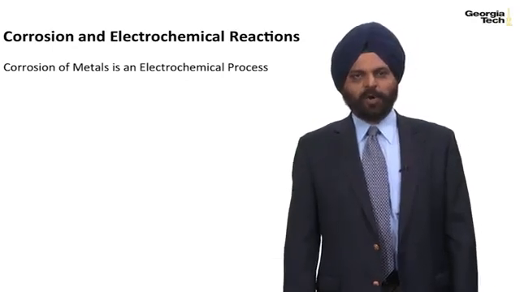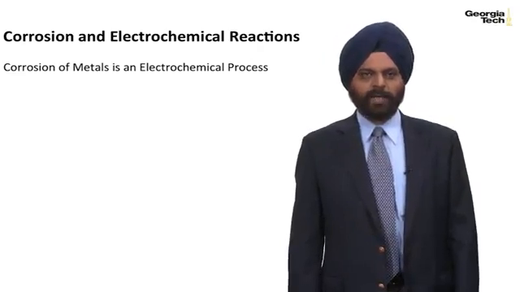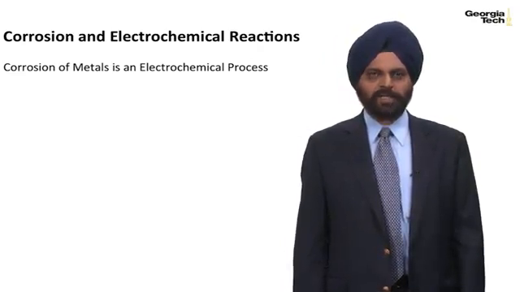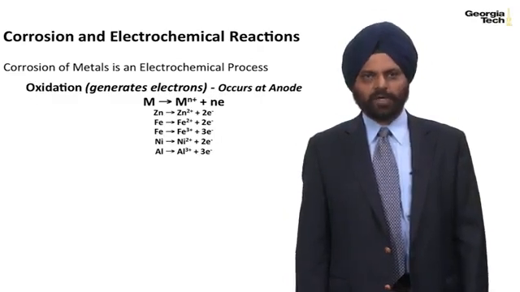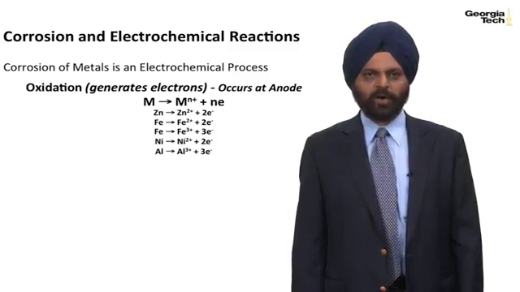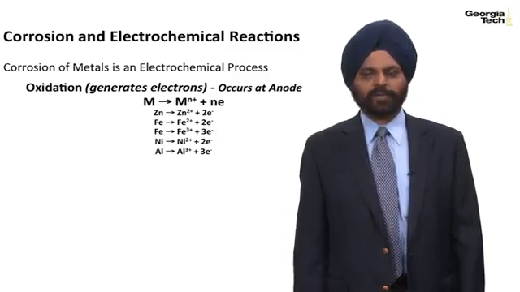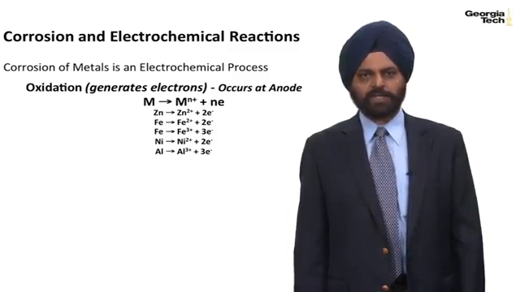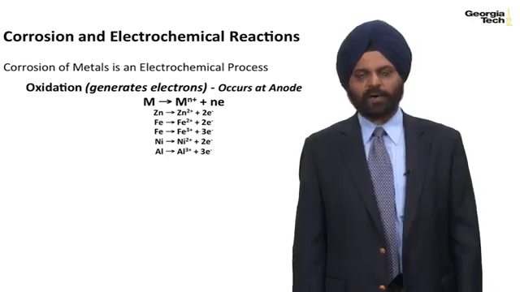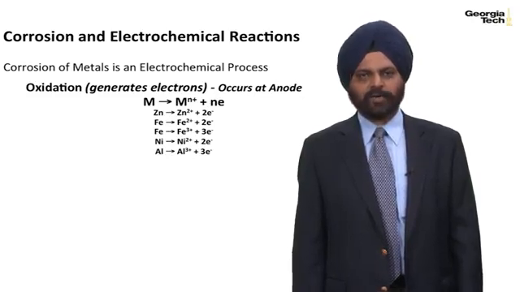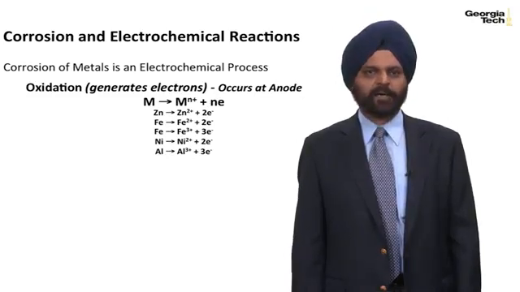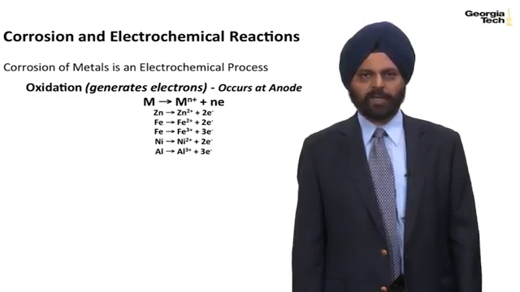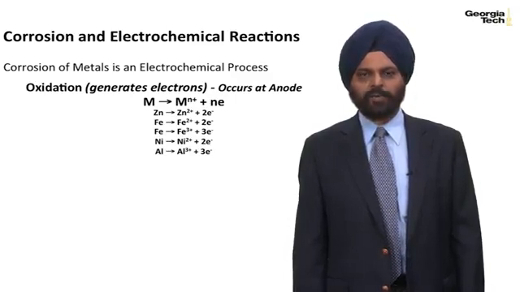So if we think about metal corroding, metal corrosion is an electrochemical process, which means that it has two components, oxidation and reduction. In oxidation, metal undergoes oxidation, which means that it goes to a higher oxidation state and releases electrons in the process. For example, zinc will go to zinc plus 2 ions and release 2 electrons. Similarly, iron can go to iron plus 2 or iron plus 3.